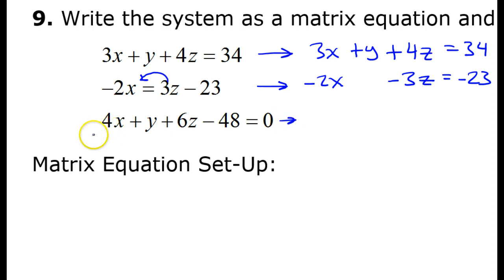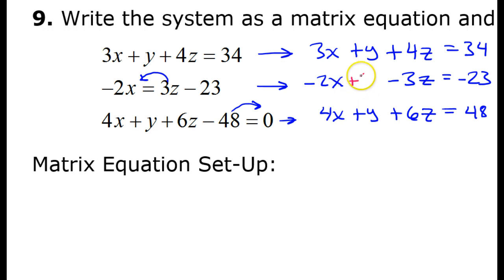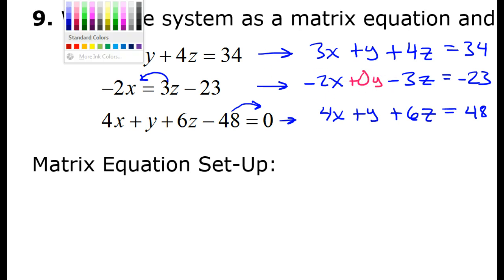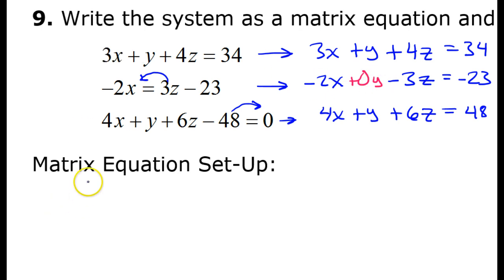For this one, the variable part is fine, but I need to move that 48 over by adding 48 to both sides. So this will be 4x plus y plus 6z is equal to positive 48. Notice that the middle equation has no y term, so I will think of this as a 0y. So with that in mind, we can set up our matrix equation.